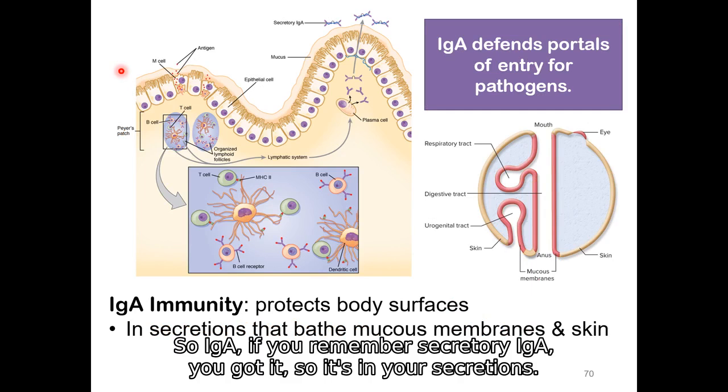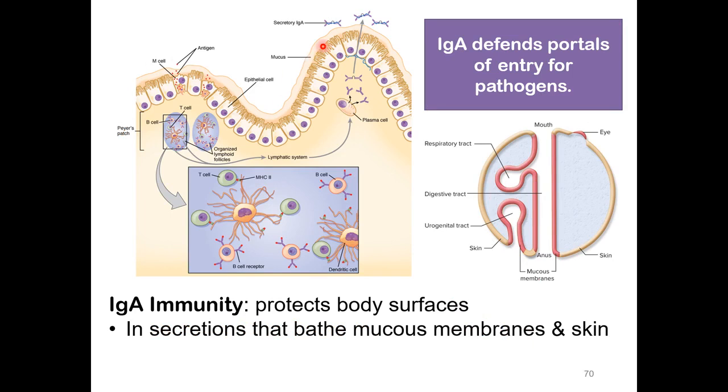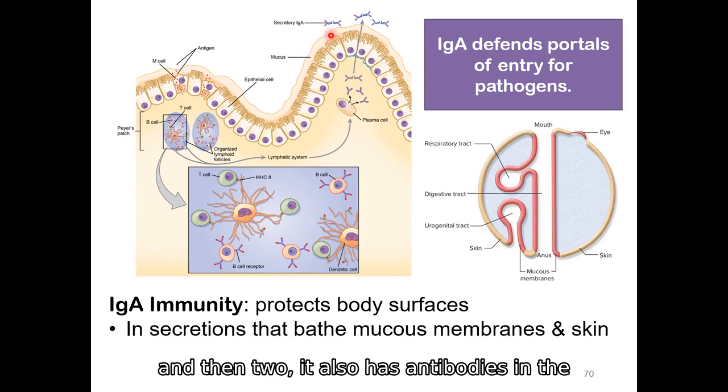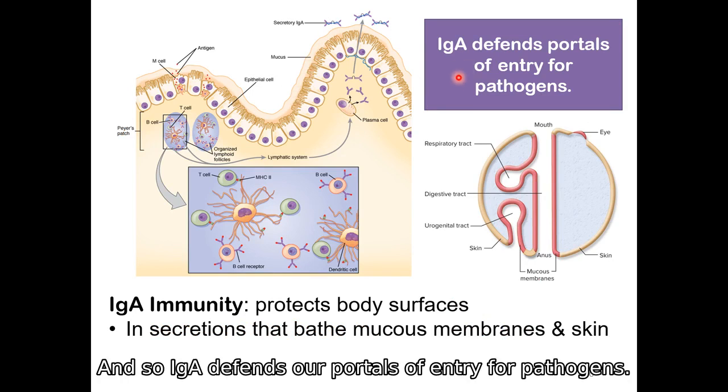All right, so IgA, if you remember secretory IgA, you've got it. So it's in your secretions. Mucus is protective, one, because it's sticky, and two, it also has antibodies in the mucus. And so IgA defends our portals of entry for pathogens.